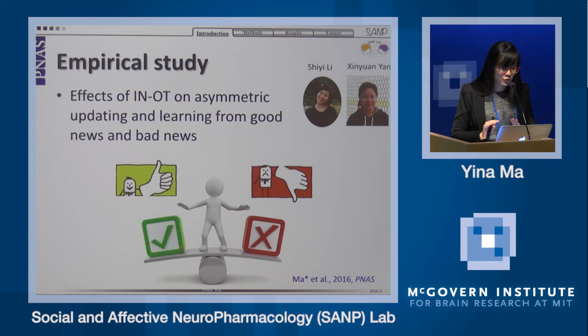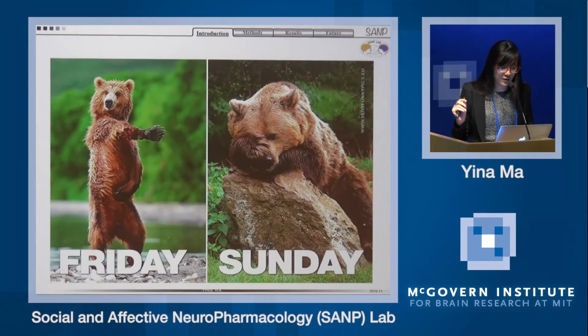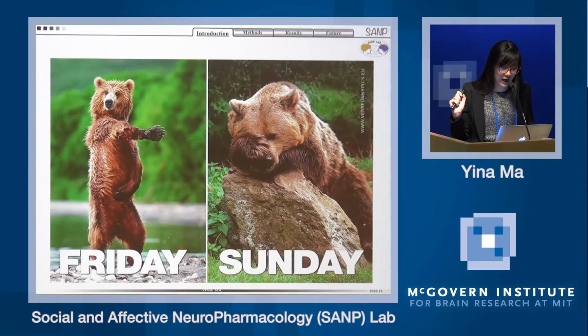We are future-directed animals. We think more about the bright side of the future. That's why people like Friday, because there are good things to expect for the weekend. But they don't like Sunday because of the future, although Friday and Sunday themselves are not different, or even Sunday is better. With regard to the future, people show this difference in liking of these two days.